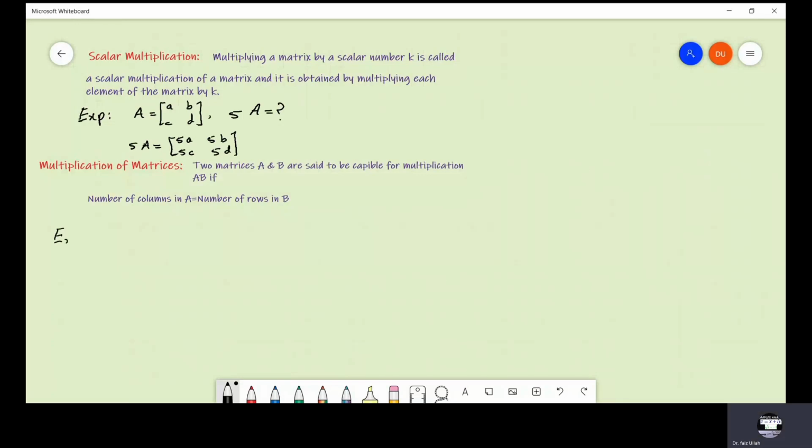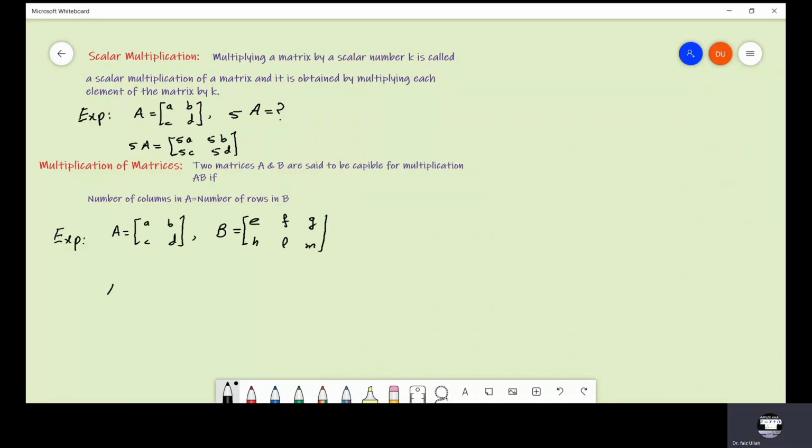In this example, let us take a matrix A. Again, I take A, B, C, D. And let us take another matrix. Let us say this is matrix B. Now, in this matrix, I have E, F, G, H, L, M.